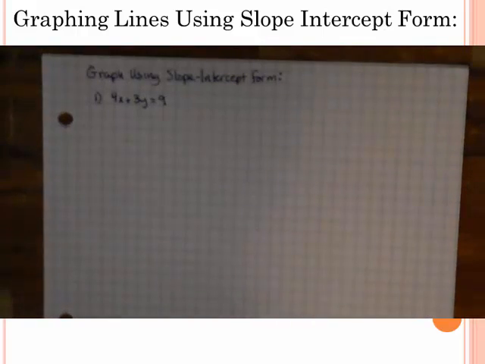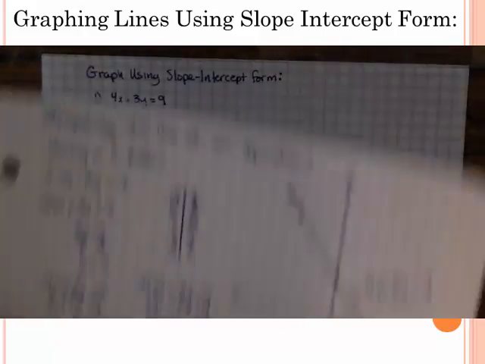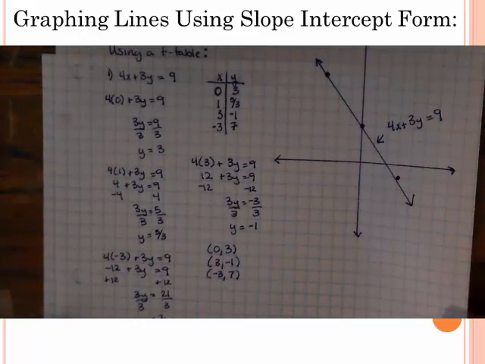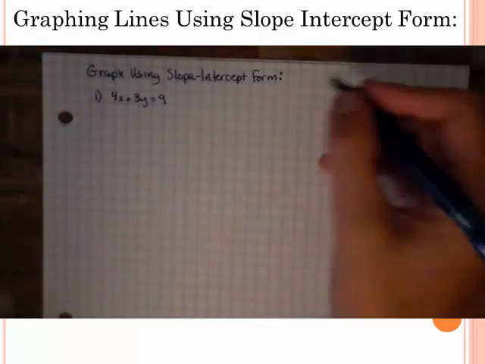Okay, so here's an example that we already did using a t-table, and this is where we're going to graph using slope-intercept form. The reason slope-intercept form is nice is that when we did the t-table, we had to do a lot of calculations to find our 3 points. By using slope-intercept form, we eliminate the need to do that many calculations.